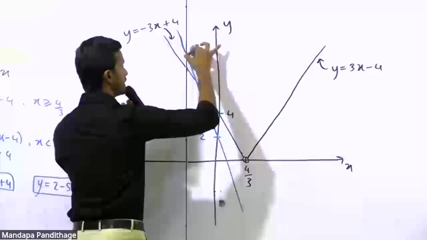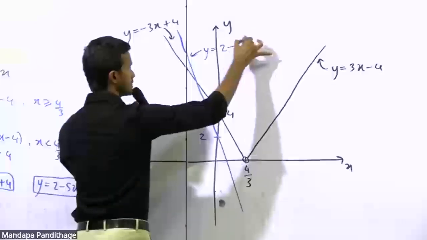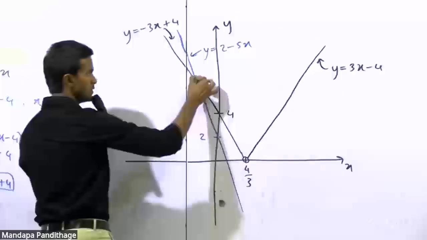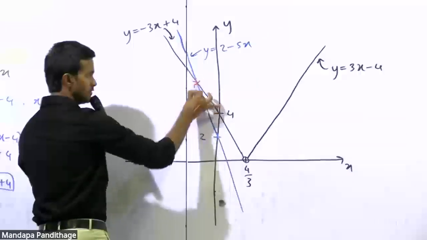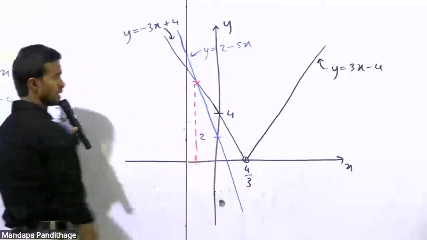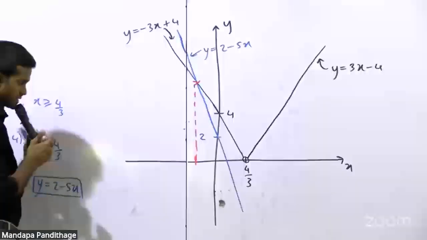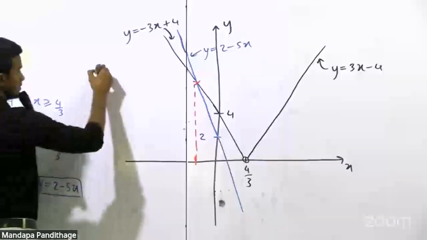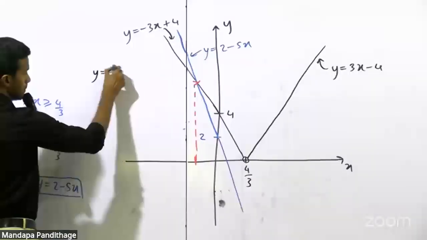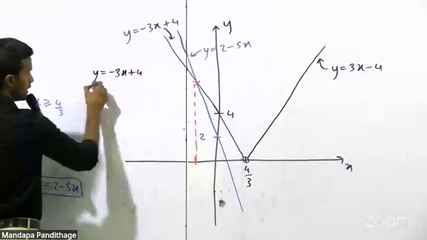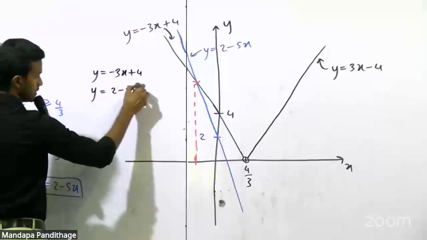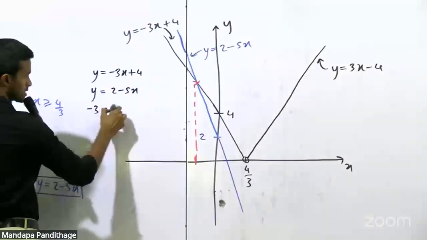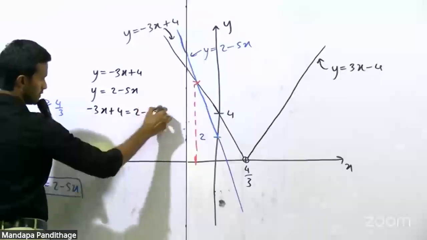So this is the straight line y equals 2 minus 5x. And you have to find the point of intersection, because I told you that is the point which changes the inequality. Find the point of intersection. What are the two lines that have been intersected here? y equals minus 3x plus 4 and y equals 2 minus 5x. So when you make these two equal, minus 3x plus 4 is equal to 2 minus 5x.